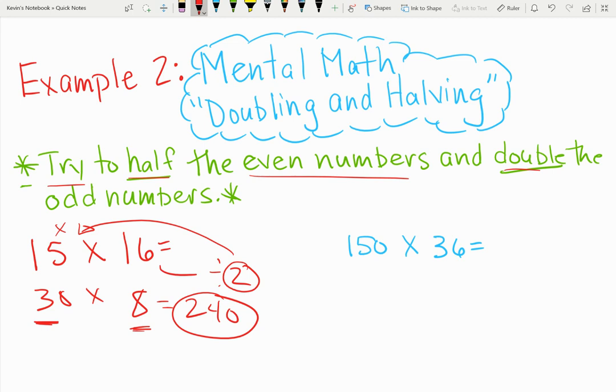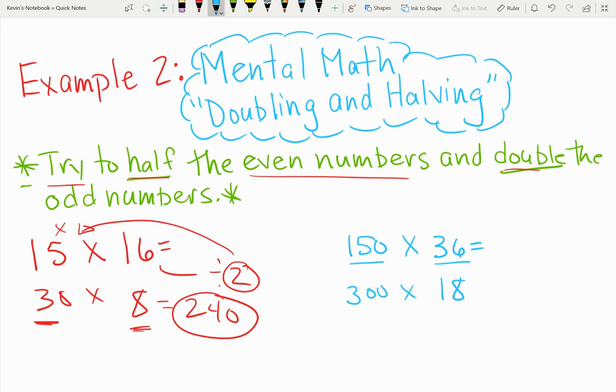Now let's try 150 times 36. Again, I'm going to look. I'm going to think, is 150 odd? Is that an even number? I'm going to look at my second factor. Is that odd? Is that an even number? So I know 36 is an even number, so that's the one I'm going to half. I'm going to divide by 2. So 36 divided by 2, we know, is 18. Okay. Then I'm going to double the 150, which is 300.